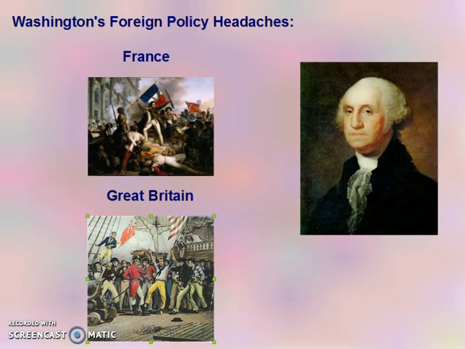Now, let me add very quickly that Washington is also having trouble with France and Great Britain, who now are at war with one another by his second term as president in office. Each of these powers wants the United States to help them out. We have no money, we have no military. So Washington says thanks, but no thanks. This will anger both of these countries and lead to problems with foreign policy down the road.